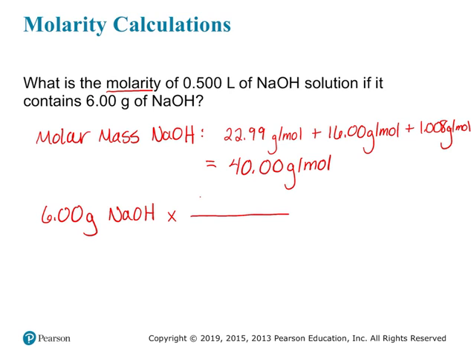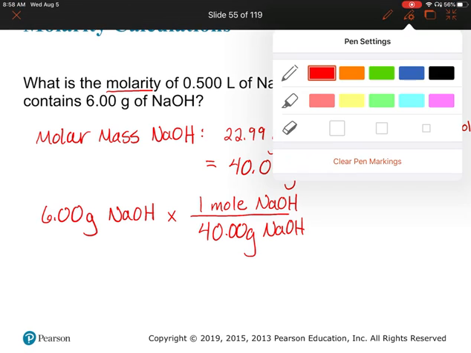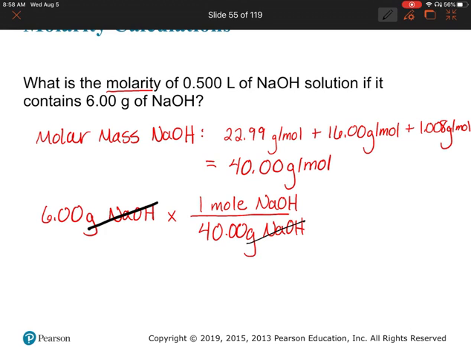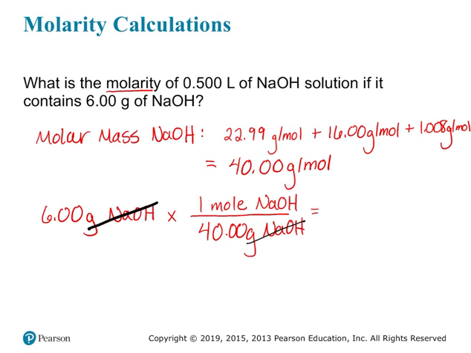In the numerator, and I'll put NaOH next to that. And in the denominator, we'll put the mass, so 40 grams. All right, so then grams of sodium hydroxide cancel, and we'll be left with moles. So really, we're just taking 6 and dividing it by 40. All right, so I'm going to plug that into my calculator. So 6 divided by 40.